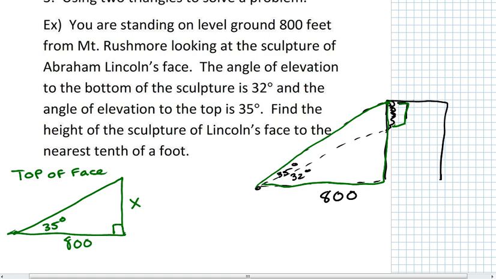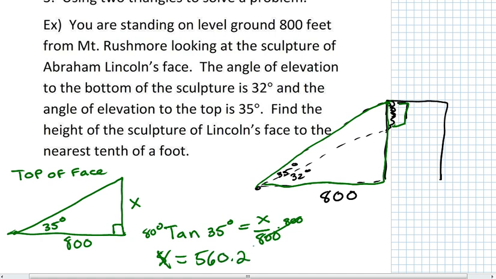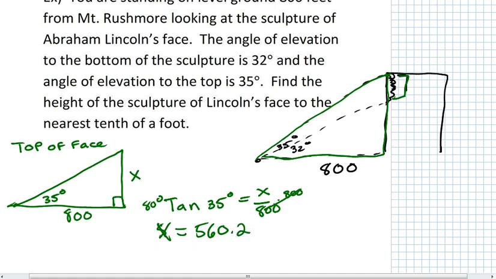So basically, you set up a trig ratio here, and you can say, okay, tangent, because you have opposite over adjacent, so tangent 35 equals x over 800, and then multiply by 800. So you get x equals approximately 560.2 when you type that in your calculator. That's to the top of the face.